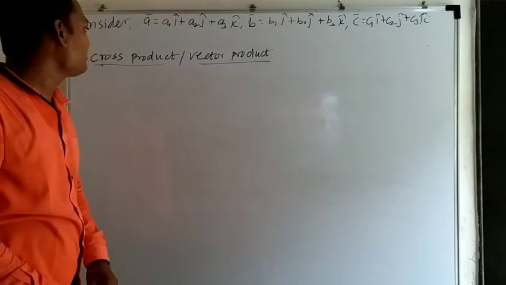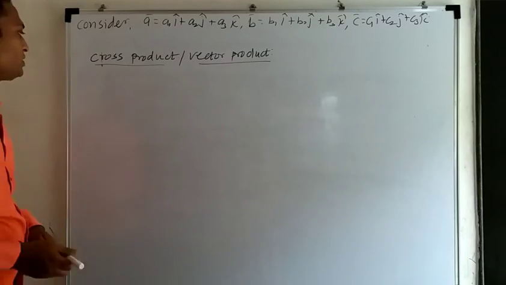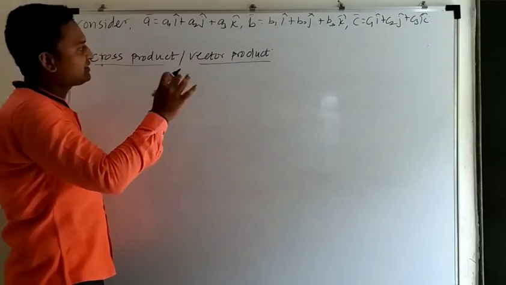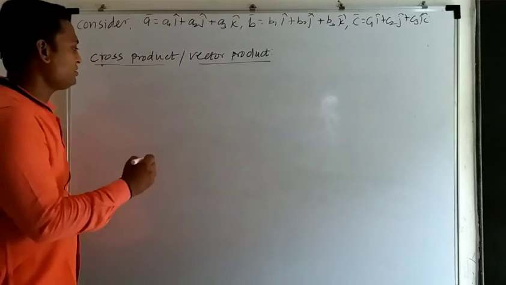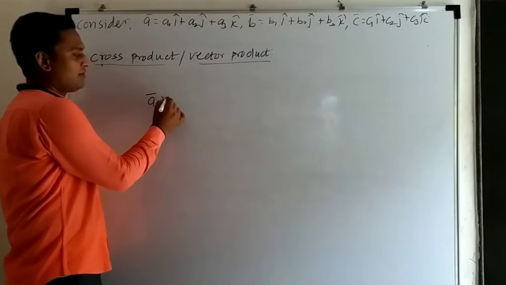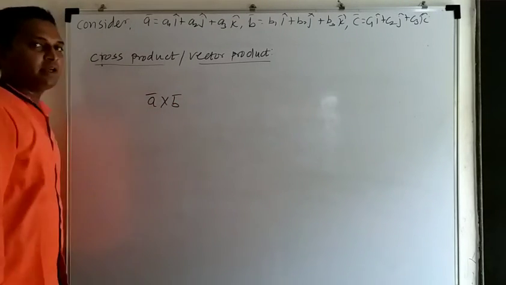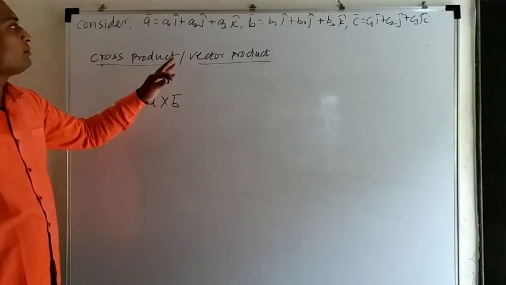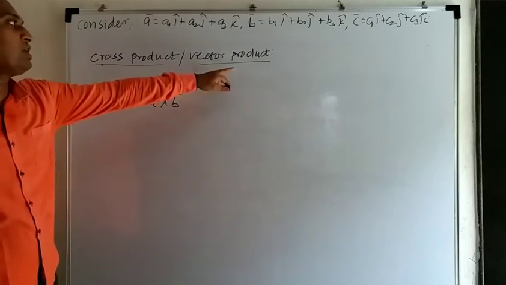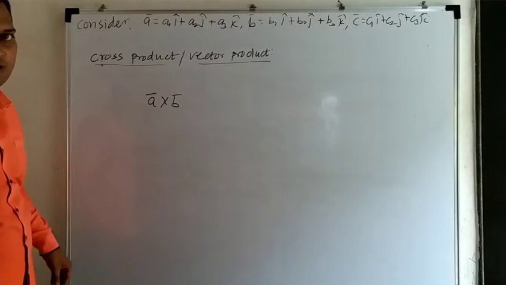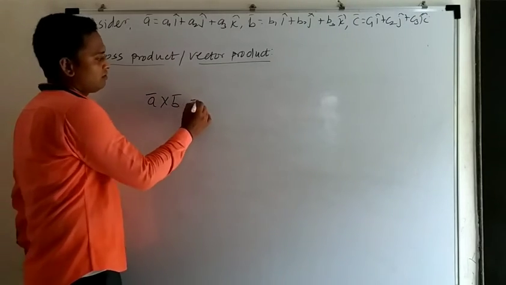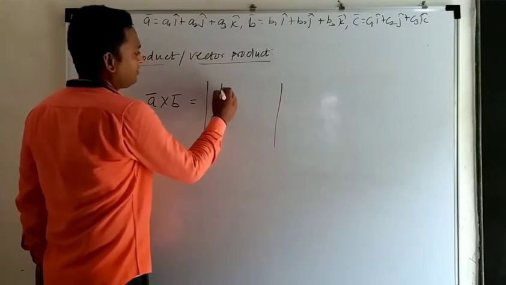Now let us see the next definition: cross product or vector product. So out of three vectors, I am considering two vectors A bar and B bar. The cross product of A bar and B bar is denoted by A cross B bar, and it is also called the vector product because the final answer of this product is a vector.